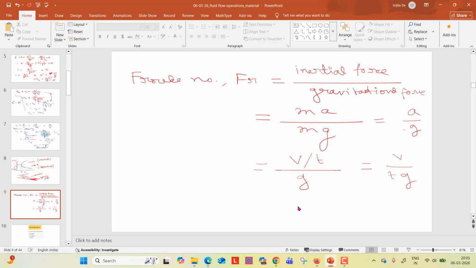Sorry, I have said wrong. It is the depth per velocity. How is time defined? Suppose h is the depth here, then time is h by v. So t g is h by v into g. So what is it coming to? V square by hg. This is your Froude number expression.